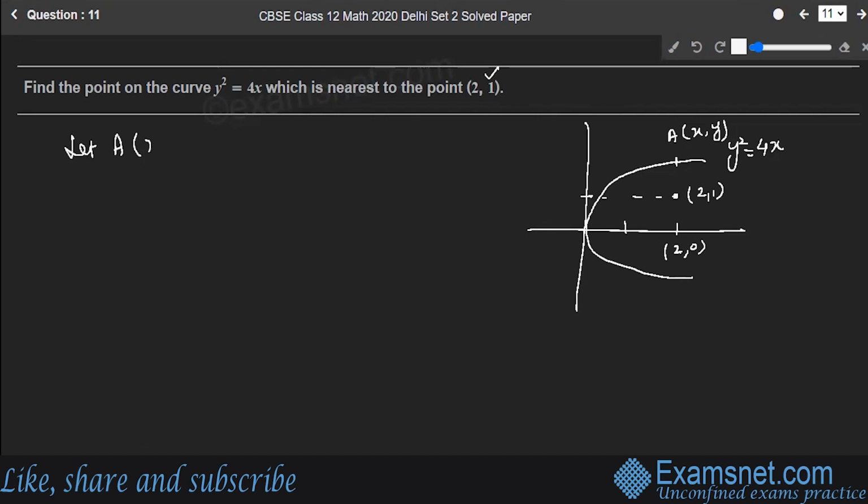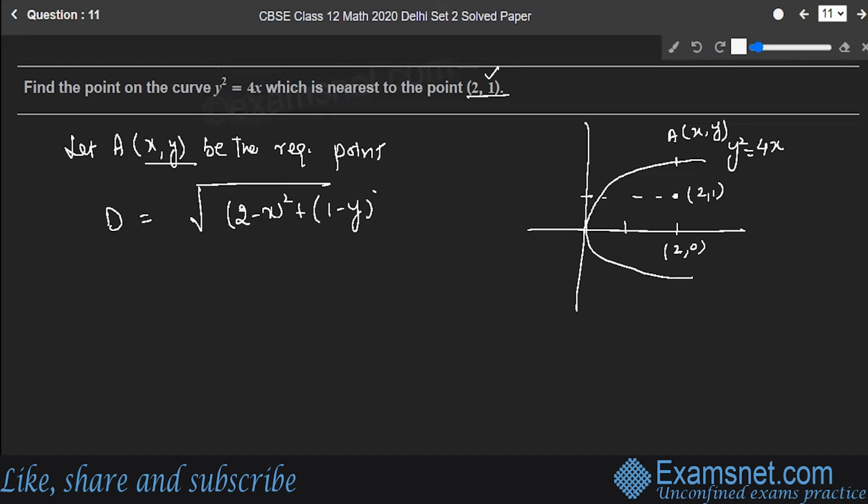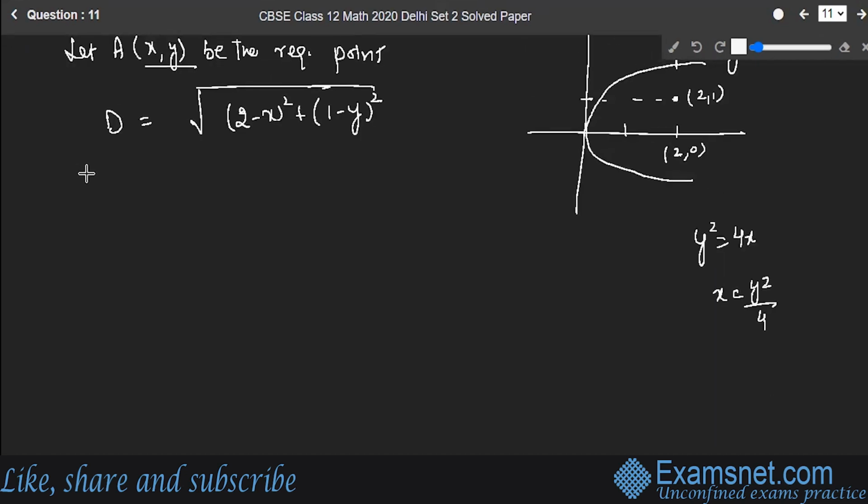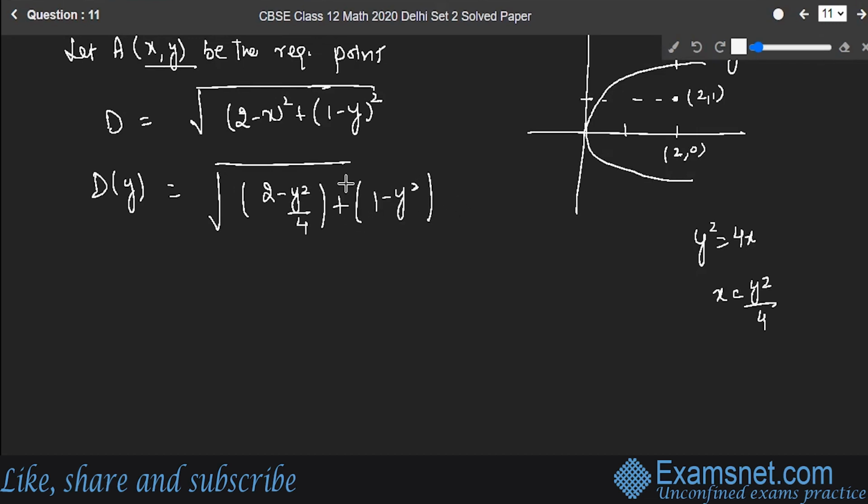Let A(x, y) be the required point. Then the distance between the two, d, is given by the root of (2 minus x) square plus (1 minus y) square. This is the point 2 comma 1, and this is the point x comma y. You had the curve as y square is equal to 4x, or x is equal to y square upon 4. So this d in terms of y can be written as the root of (2 minus y square upon 4) square plus (1 minus y) square.